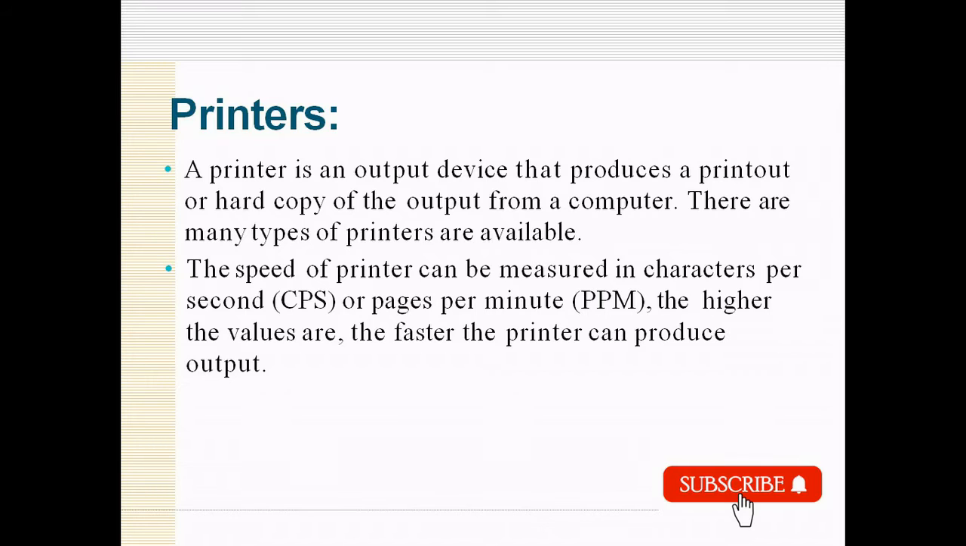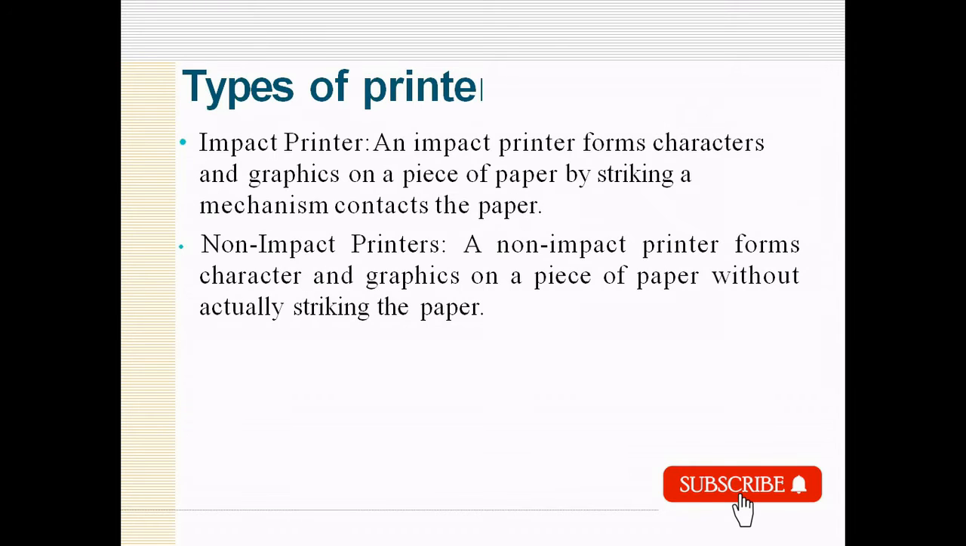Then the second output device is a printer. A printer is an output device which is used to print information on paper. There are two types of printers. First is impact printers, second is non-impact printers.